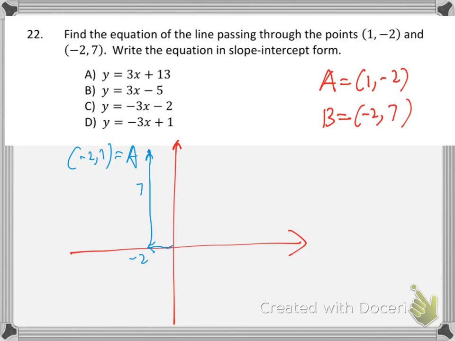Sorry, this is B, not point A. Point A is (1, -2), so it's 1 here, and go down a little bit. So +1, and then go down 2. So this is A, (1, -2). Now from A to B or from B to A doesn't matter. So let's draw the line, right?